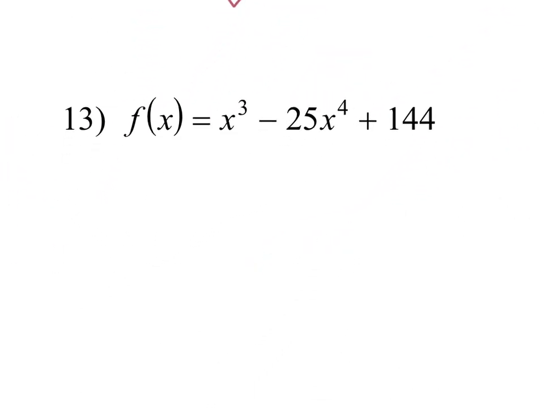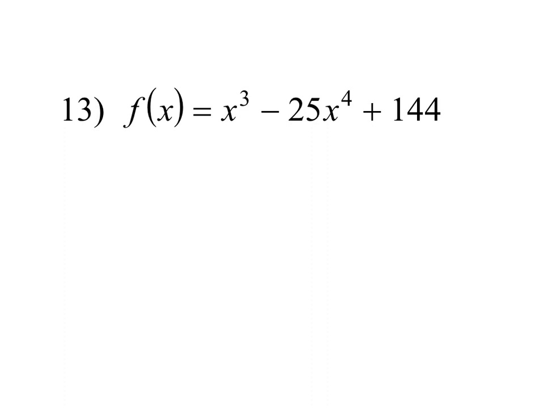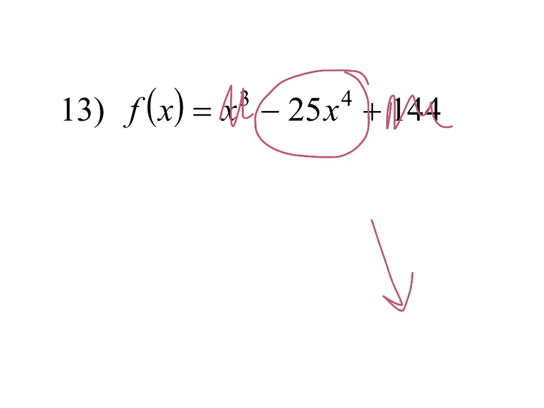Okay, 13. Which term are we looking at here? Negative 25x to the 4. Is this positive or negative? Negative. So how's it going to end? Down. So it ends going down. Is it even or odd? Even. So is it going to go in the same direction or opposite direction? Same. So it'll be down and down.